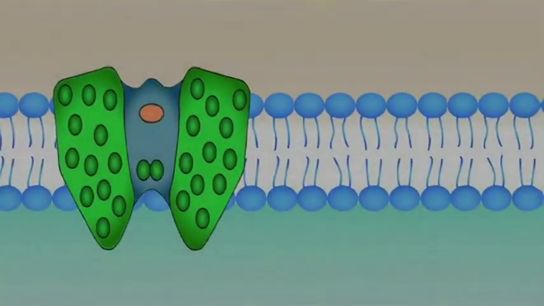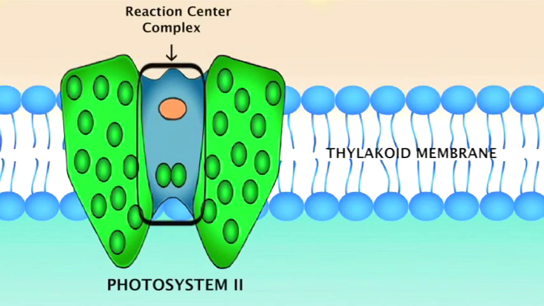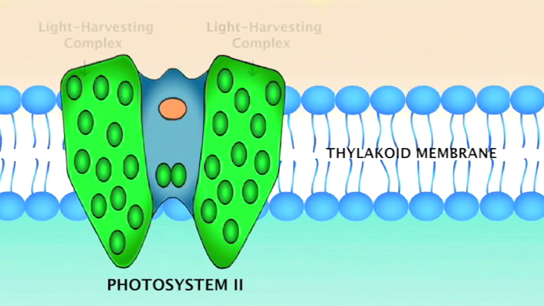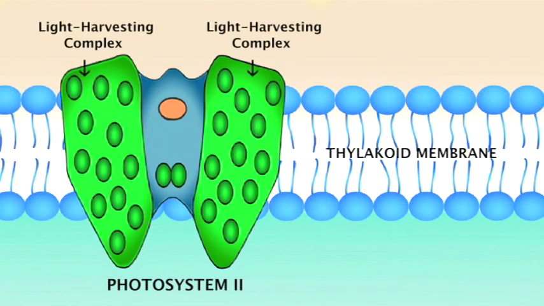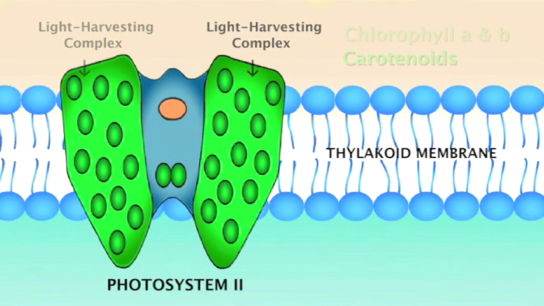The first complex at work in the light-dependent reactions of photosynthesis is photosystem II. It consists of a reaction center complex surrounded by several light-harvesting complexes. Each light-harvesting complex contains various photosynthetic pigment molecules, including chlorophyll A and B, as well as light-absorbing compounds called carotenoids, all of which are bound to special proteins.